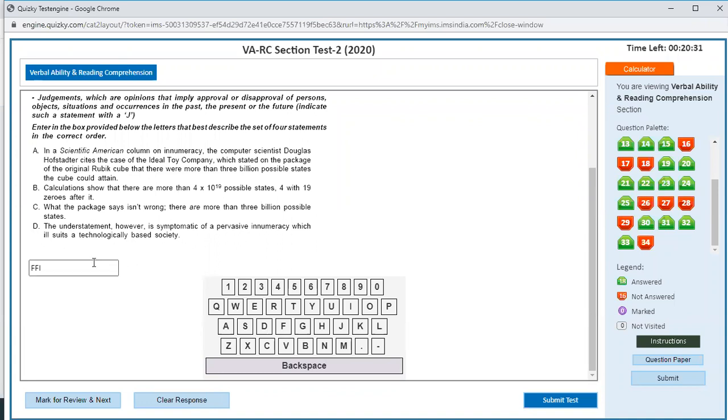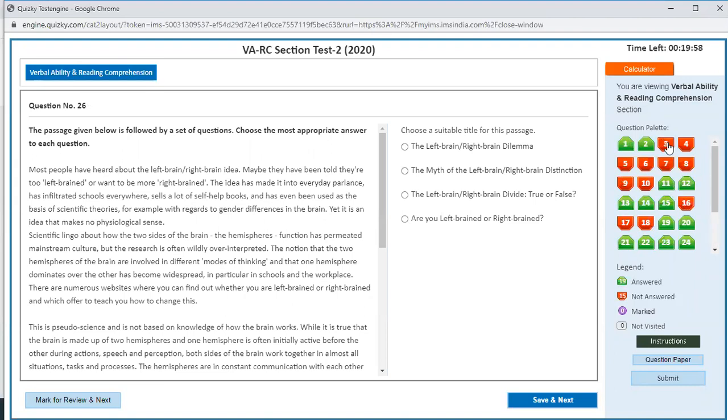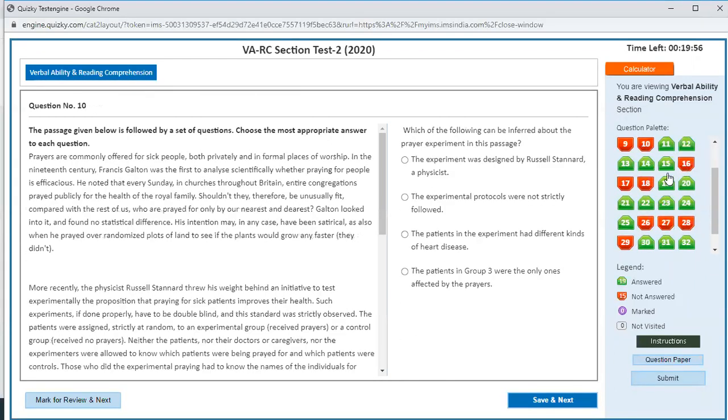Confused between J and I here. I know because there's no answer to any Y in the statement. The understatement, however, is symptomatic of pervasive innumeracy, which ill suits. I would mark this as J. Fact. Again, I would say this last one is J or not, I am like 80% sure, right? But it could turn fatal. I'm not sure. But okay, let's mark and see what happens next.